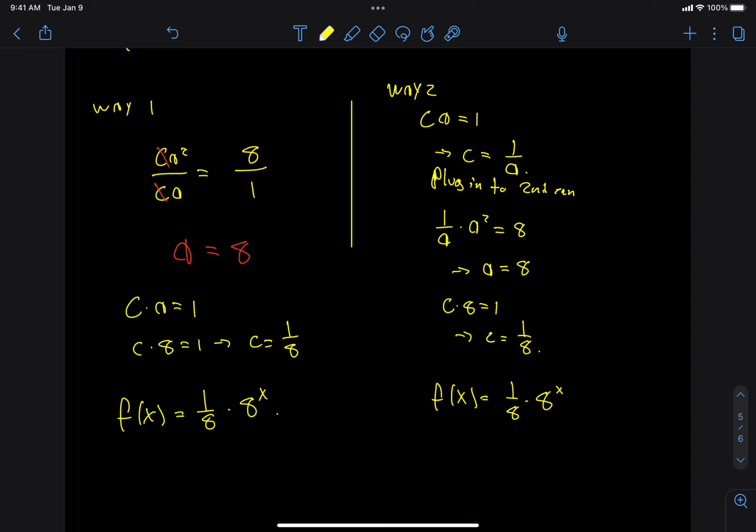Okay, what do we think? Who likes way 1 the best? Who likes way 2 the best? Okay, I'm surprised. More of you like way 1. I would think that maybe more of you like way 2, but okay. I mean, either way you want to use is totally fine. I'm not going to be picky about it as long as you are able to use correct reasoning and show your work and arrive at the correct answer.